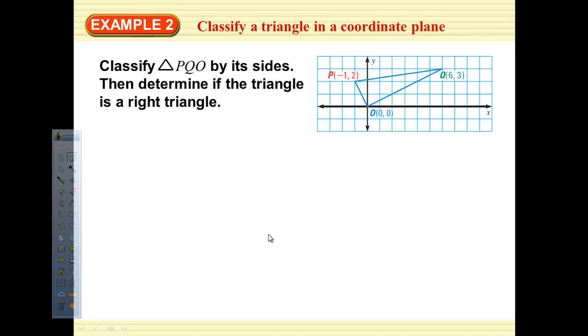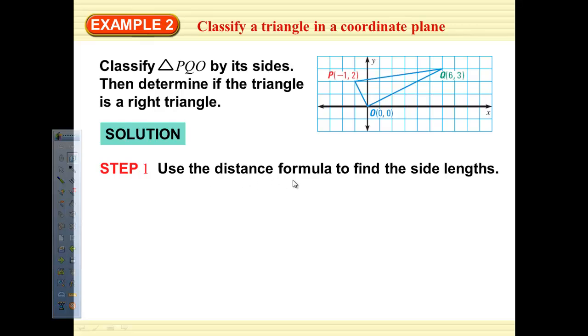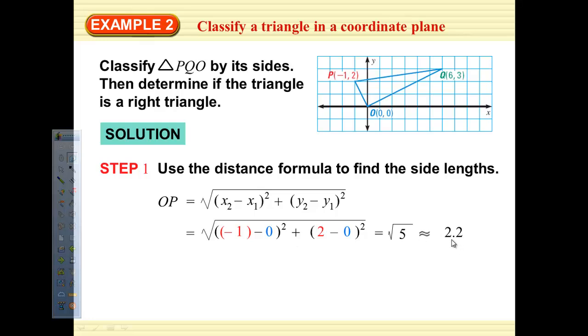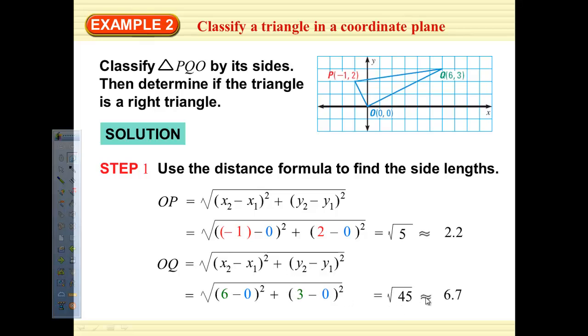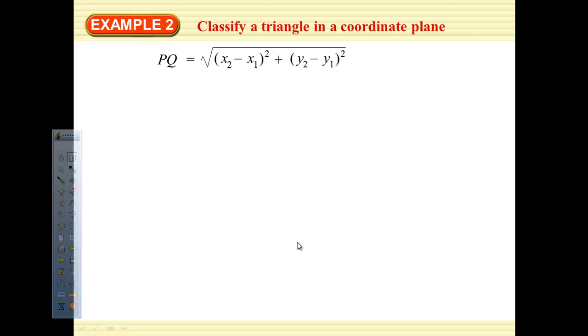If we get a problem like this in example 2, it says to classify the triangle by its sides and determine if it's a right triangle. In order to classify it by its sides, we need to measure the length of each side, which means we need to use the distance formula. We're going to use that 3 times. So I'm not going to write it out for this one, but we use the distance formula to find the side lengths. We have OP, which is square root of 5 or 2.2. We have OQ, which is rad 45 or 6.7. And we have PQ, which is rad 50 or 7.1.